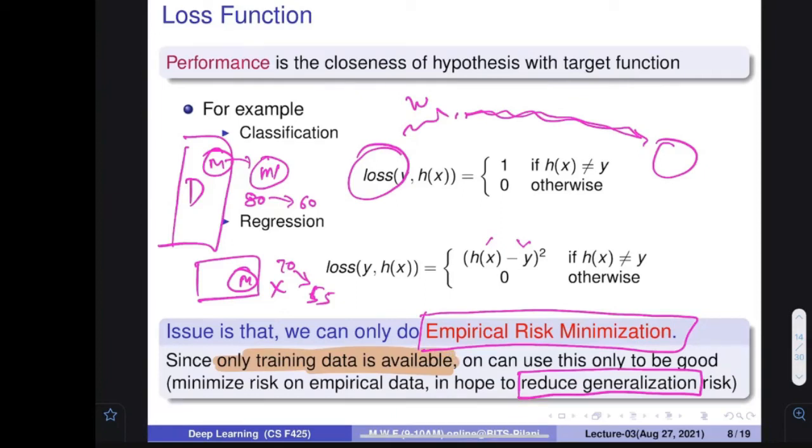You have to do empirical risk minimization in the hope that you are going to reduce the generalization error. This is called the generalization error, and this is called the empirical error. There is no other way to do that. So you understand what I mean by empirical risk minimization: you want to reduce the error on the training data. And what is the generalization error? That is related to the unseen things, and you hope that this is also going to be reduced.